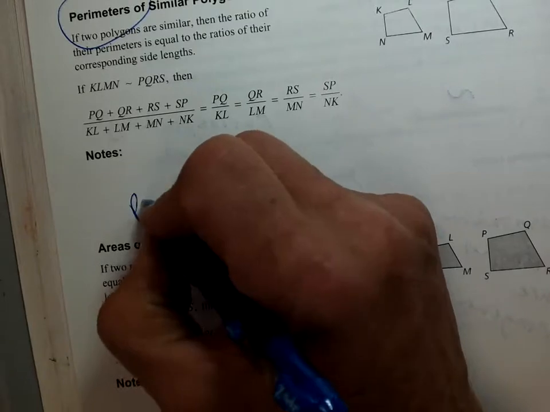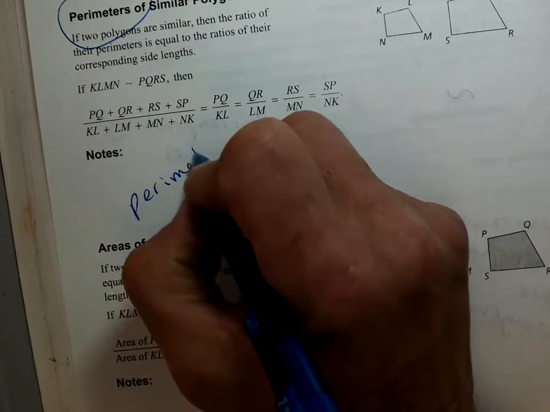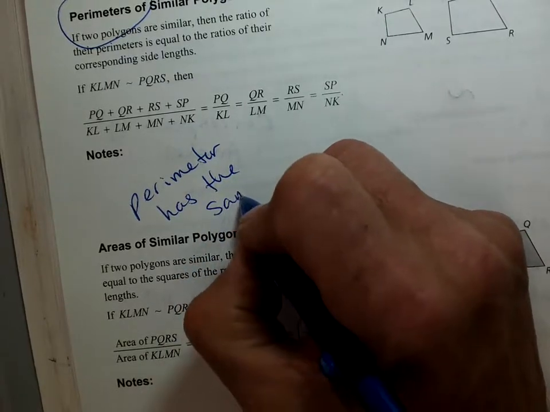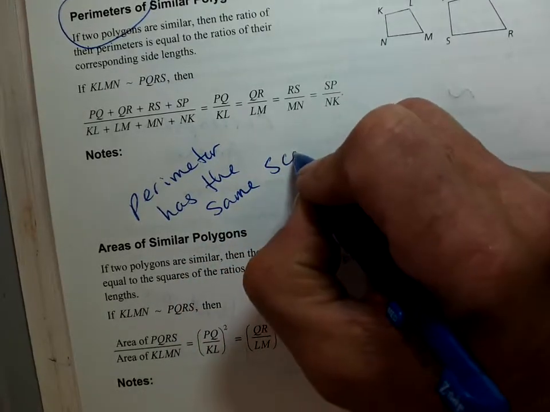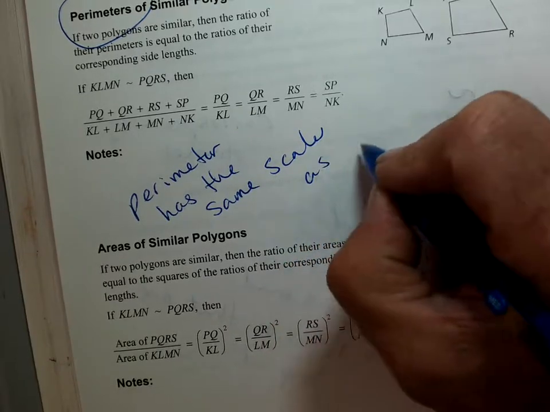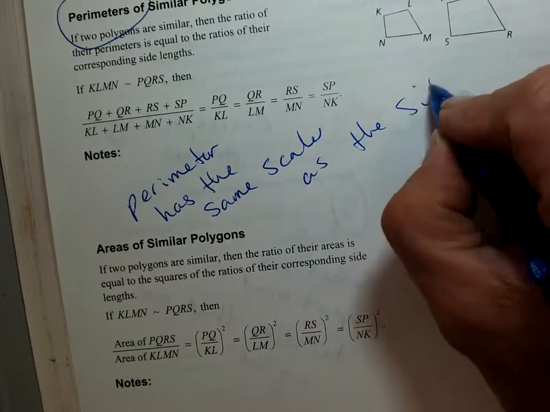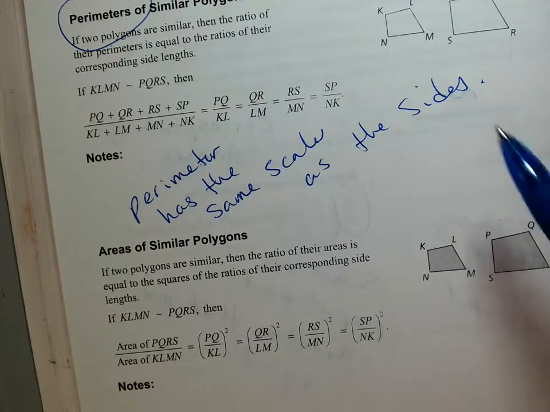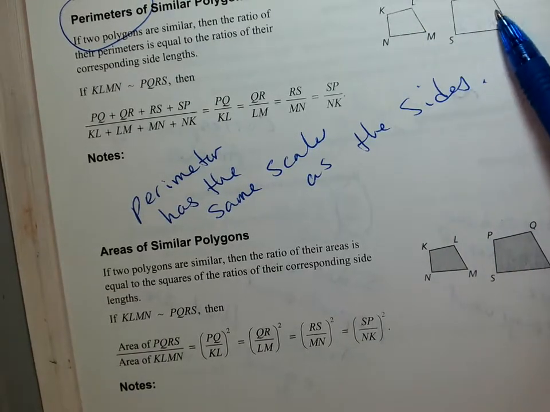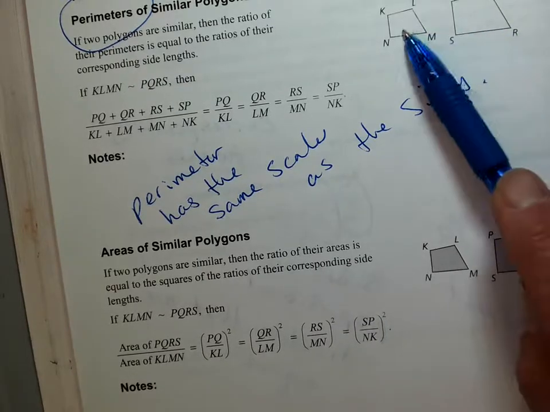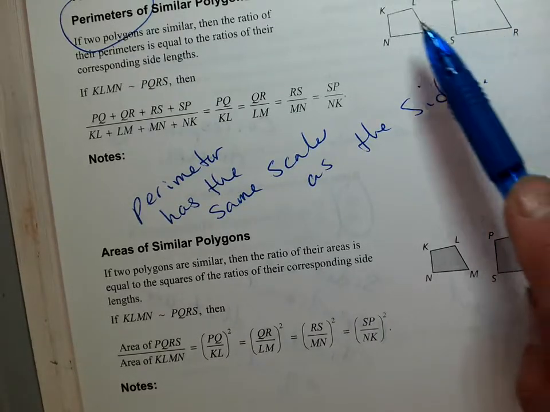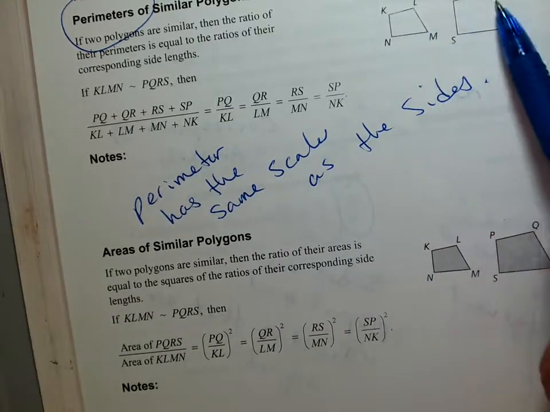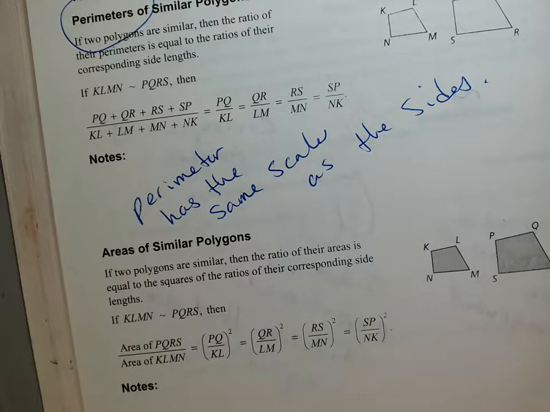So the perimeter has the same scale as the sides. Example, if this figure is twice as big as this one, then each side would be twice as big, and the perimeter of this one would be twice as big as this one. It's that easy. But the area is different.